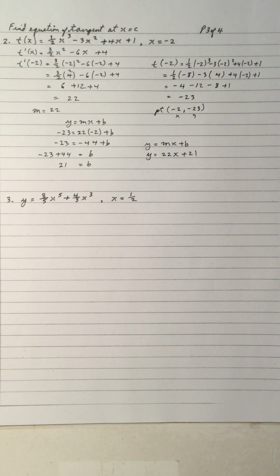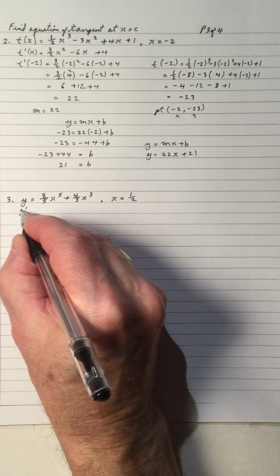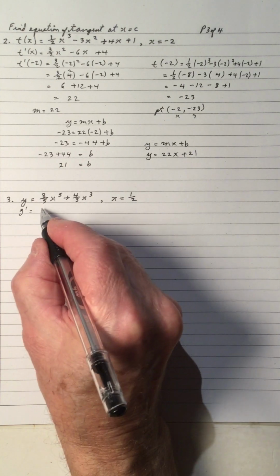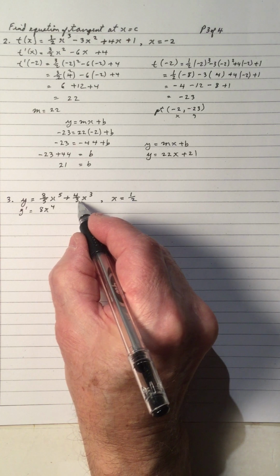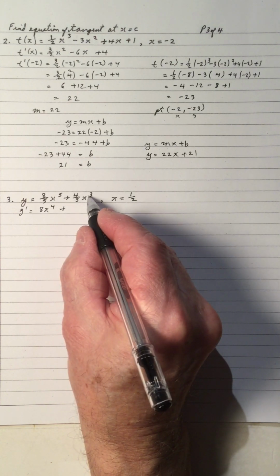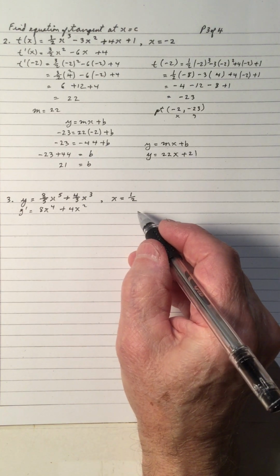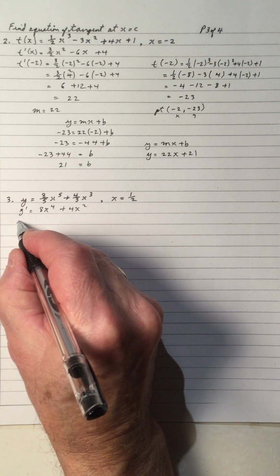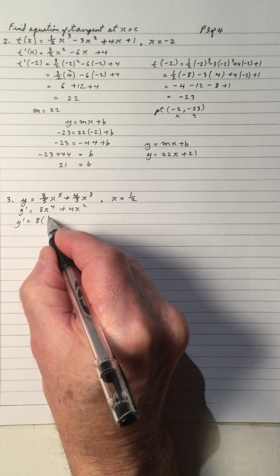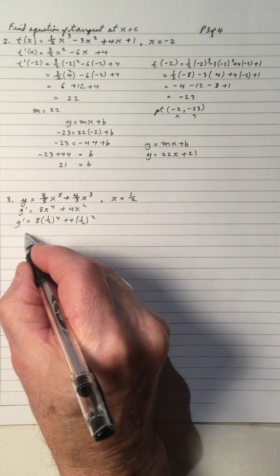This time I got a y, and the derivative now is d dx, but the d dx we know becomes y prime, so let's just call it y prime. The derivative of this, 5 times 8 over 5 is 8, x to the 4, and plus derivative 4 over 3 times 3 is 4, x squared. So that's the derivative. Now we got to get the slope of the tangent, but it got to be at x is a half, so y prime at x is a half. So we sub a half in and work out the value.